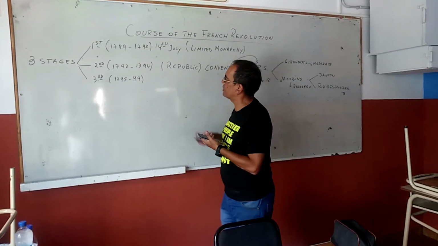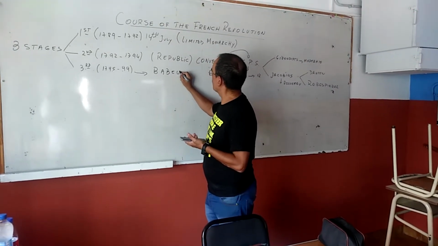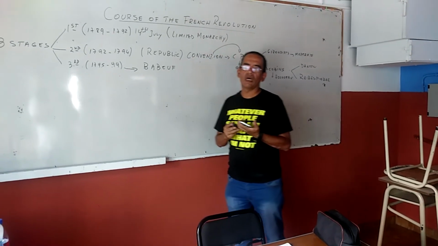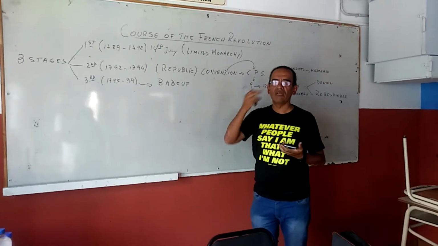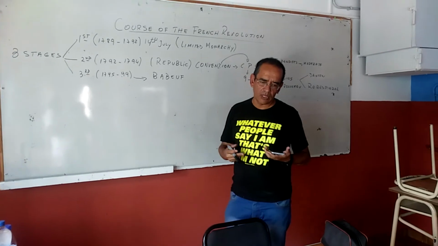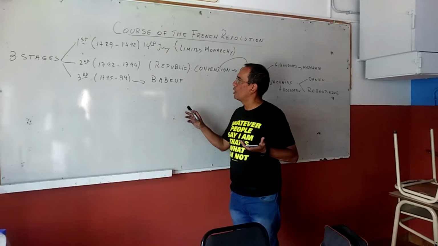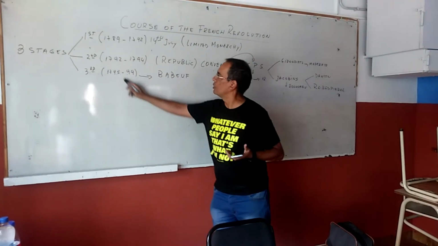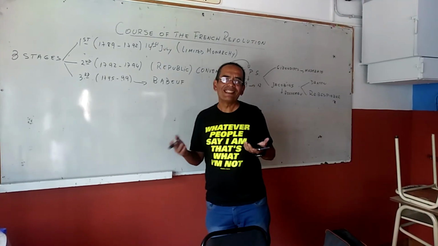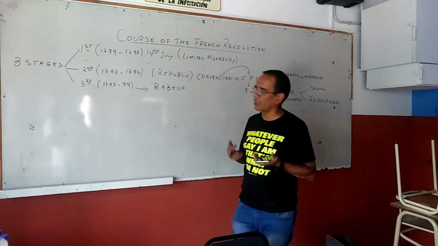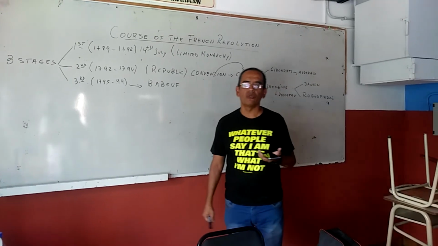In this third stage, we have the appearance of a man called Babeuf. In my opinion, it was the only attempt of making the French Revolution a movement of the poor. He belonged to the lower classes, and he wanted to start a revolution in this third stage of the French Revolution. Obviously, he didn't have the necessary political power, so he was easily controlled and he was executed. That was the last attempt to make the French Revolution, as I told you, a movement of the poor.